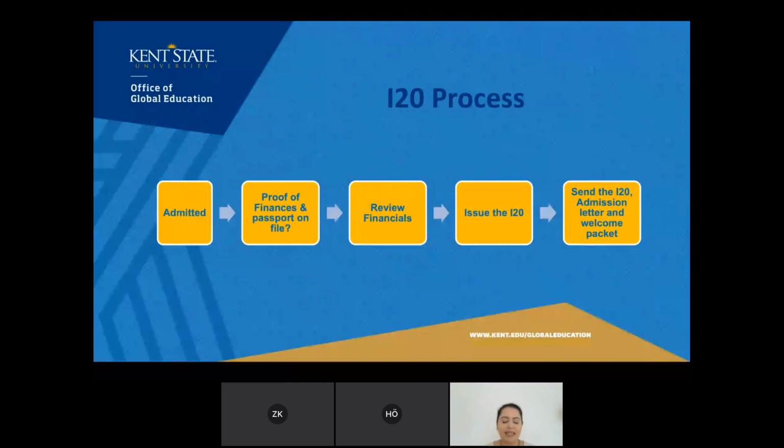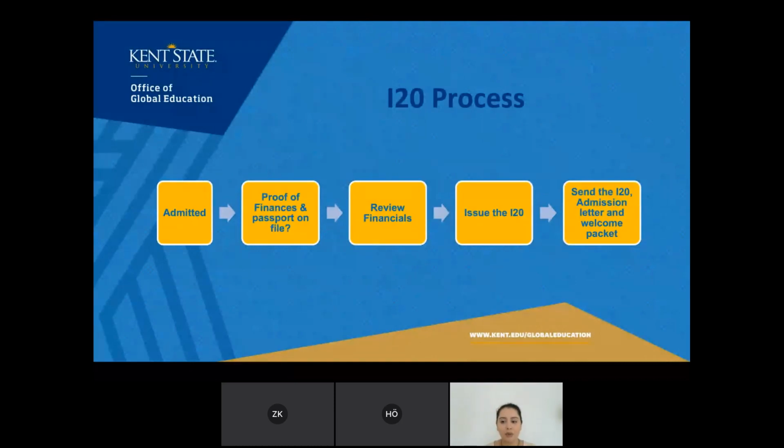And again, this process is pretty standard anywhere in the US, not just at Kent State. So once the financials are reviewed by the office and everything looks good and there's sufficient funding, we will go ahead and issue this certificate of eligibility, or Form I-20. And this Form I-20 is an immigration document that allows you to apply for a student visa.